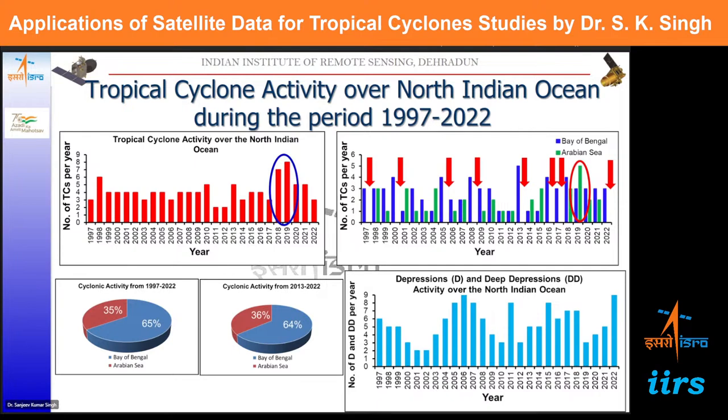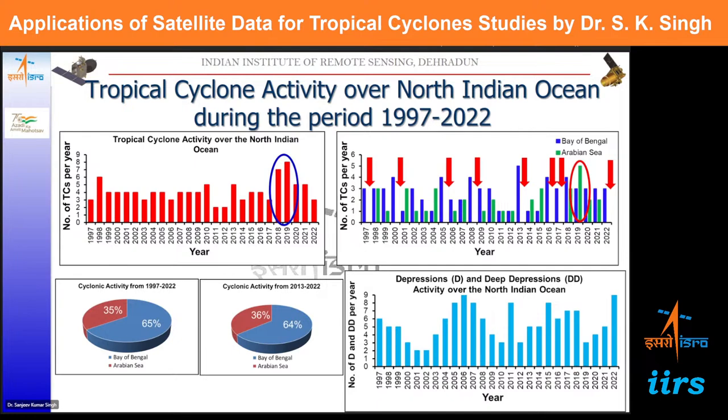This was mainly because some research indicates that in that particular year the ocean heat content was very high in the Arabian Sea. That's why more tropical cyclones formed in the Arabian Sea. Otherwise, the frequency of tropical cyclones in the Bay of Bengal is more. And why is the formation of tropical cyclones more in the Bay of Bengal? Because normally the sea surface temperature of the Bay of Bengal is higher as compared to the Arabian Sea.